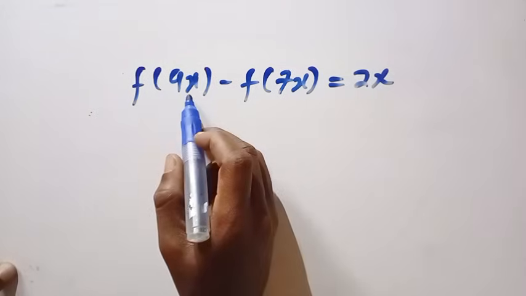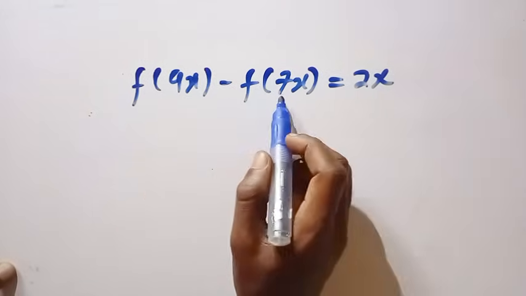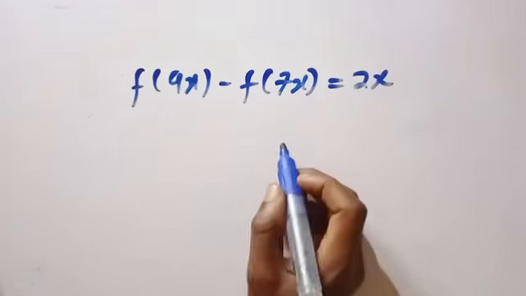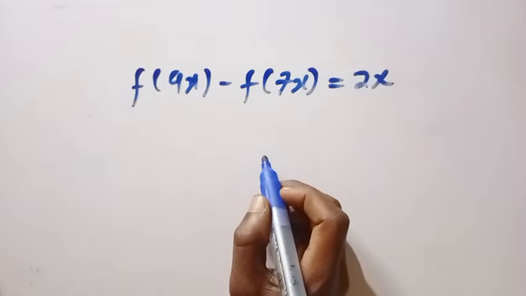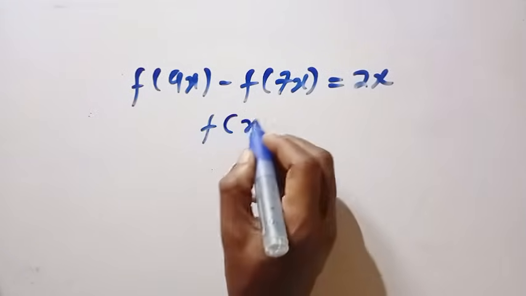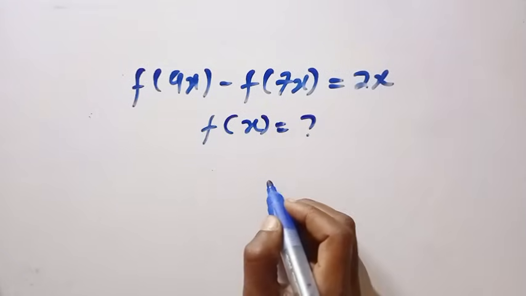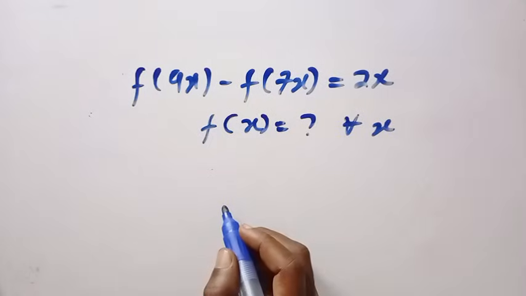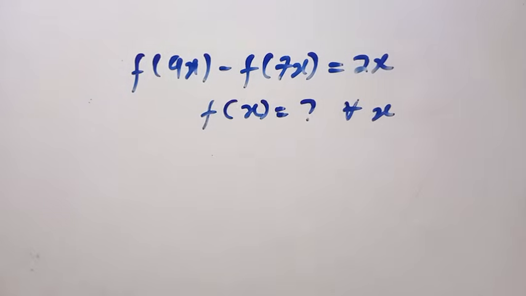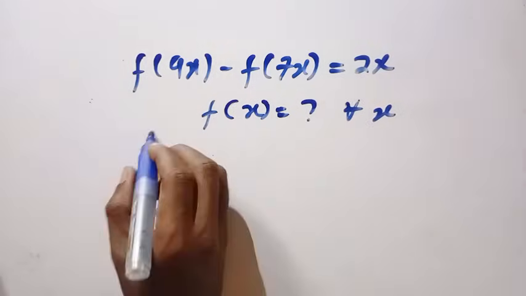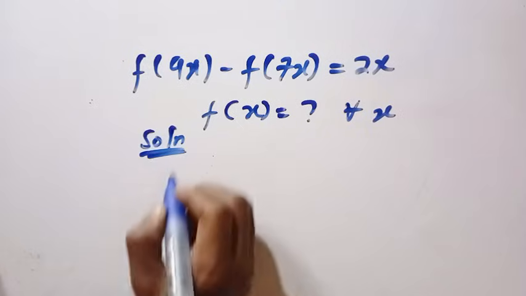We have f of 9x minus f of 7x equals 2x. So this is an interesting functional equation. We are trying to look for f of x for all values of x. In this problem, I'll be solving this step by step and also put a check at the end. So let's consider the solutions.